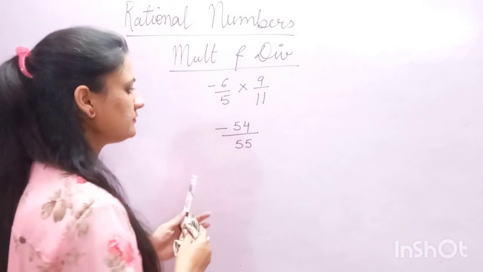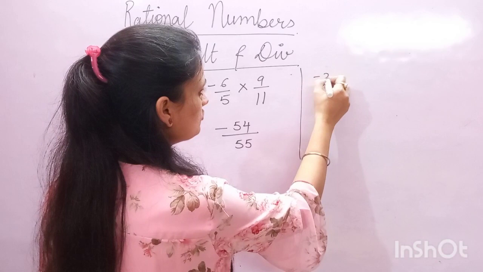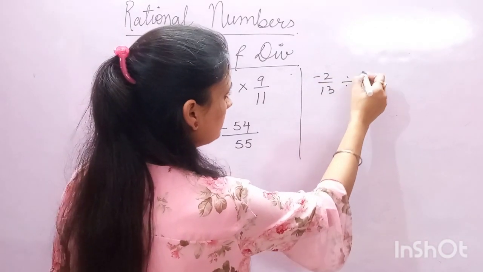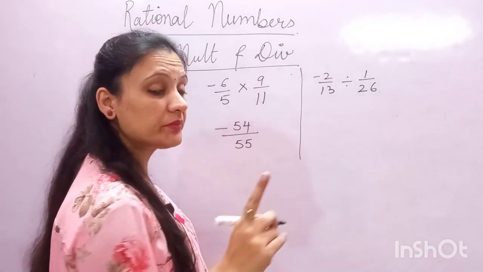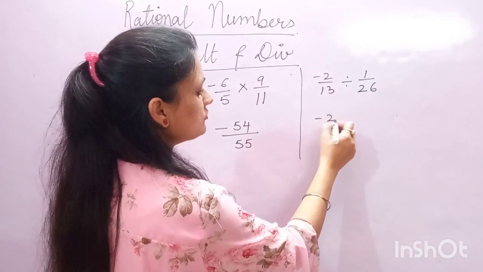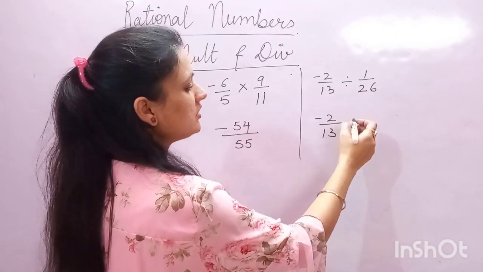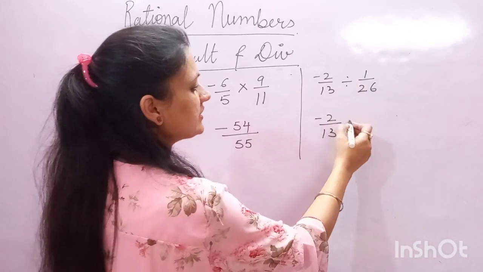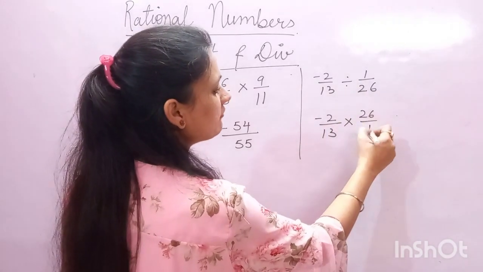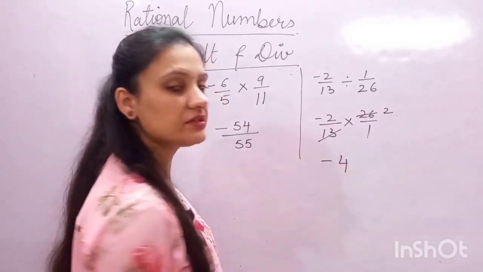Okay, simple. Now division, suppose here the division is minus 2 by 13 divided by 1 by 26. So do remember, as we used to do with fractional numbers, the divisor, the second number, we have to reciprocate. So what will be the reciprocal of 1 by 26? That is 26 by 1. Let us do the cancellation here. So the answer is minus 4.